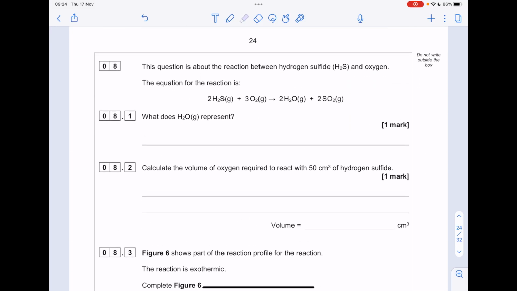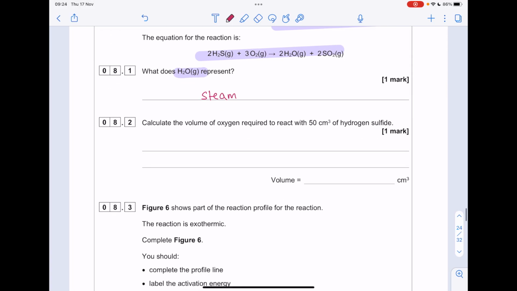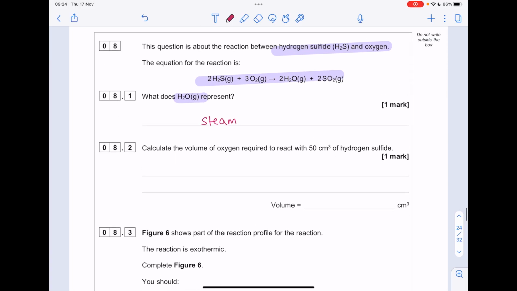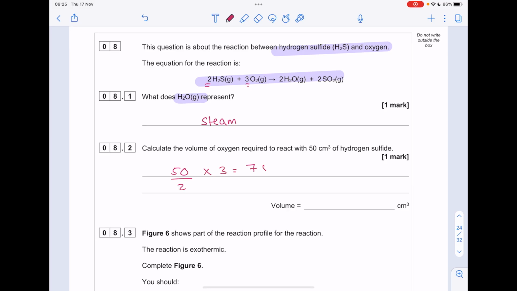This question is about the reaction between hydrogen sulfide and oxygen. What does H2O(g) represent? Well, first of all, that's water, and it's in a gaseous state, so you could write water vapour, steam, gaseous water. Calculate the volume of oxygen required to react with 50 centimetres cubed of hydrogen sulfide. You need to check this mole connection, so you need to take that 50, divide it by 2, and then times it by 3. So you need 75 centimetres cubed.